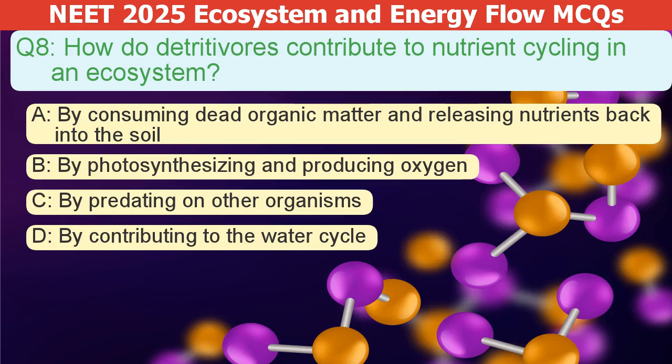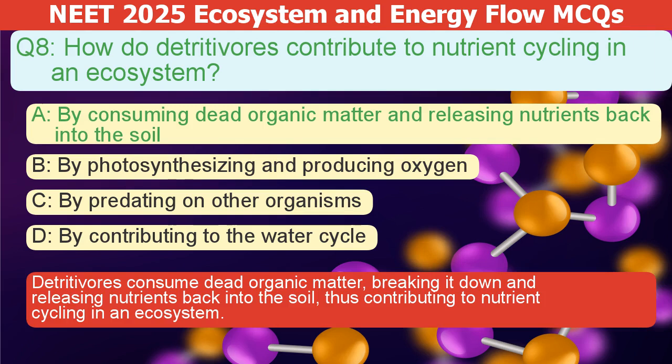How do detritivores contribute to nutrient cycling in an ecosystem? A. By consuming dead organic matter and releasing nutrients back into the soil. B. By photosynthesizing and producing oxygen. C. By predating on other organisms. D. By contributing to the water cycle. The correct answer is A. Detritivores consume dead organic matter, breaking it down and releasing nutrients back into the soil, thus contributing to nutrient cycling in an ecosystem.